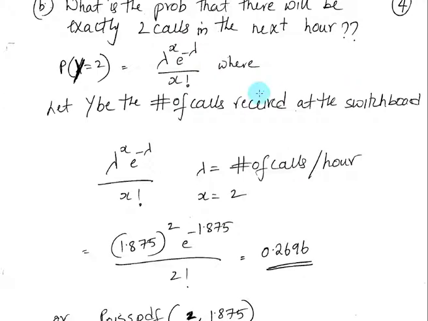An exponential distribution also has an interesting property. There's a relationship between Poisson and exponential that we will utilize in this particular example. So what is the probability that there will be exactly 2 calls in the next 1 hour? So here they're asking us a discrete question based on a continuous random variable. So how do we answer those types of questions?